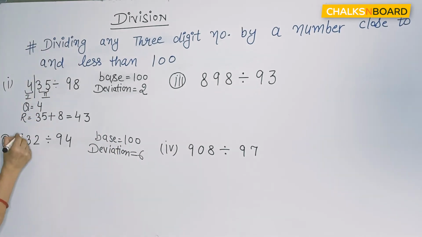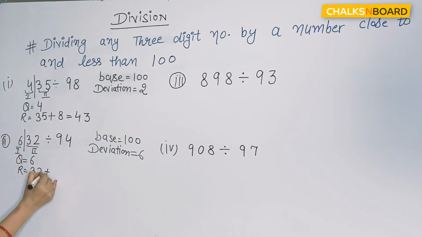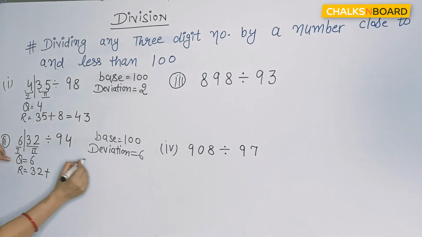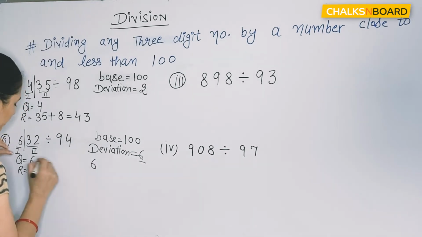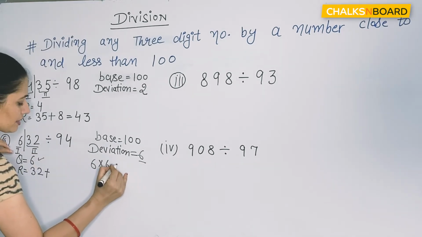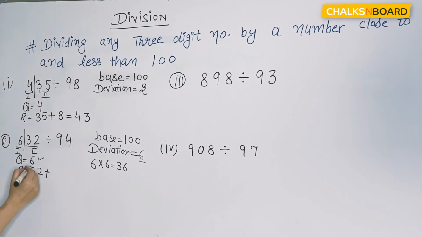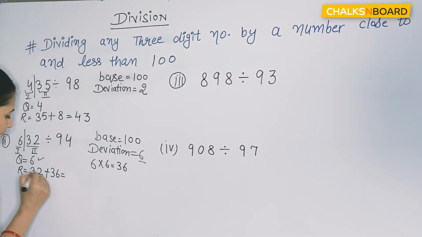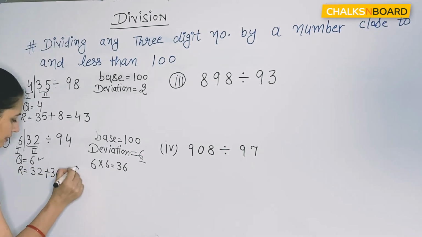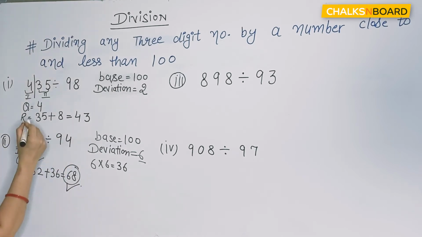Now split this number by 2. This is the first part, this is the second part. Quotient is the first part, that is 6, and remainder is the second part plus multiplication of derivation and quotient, that is 36. So we can add this number to 32. It will give 68. So 68 is our remainder and 6 is our quotient.